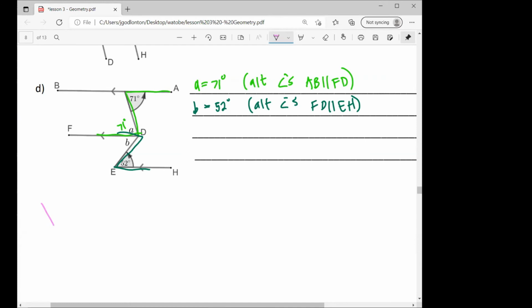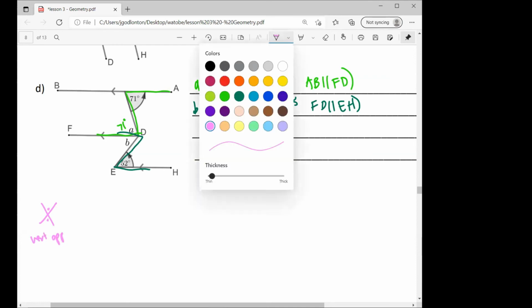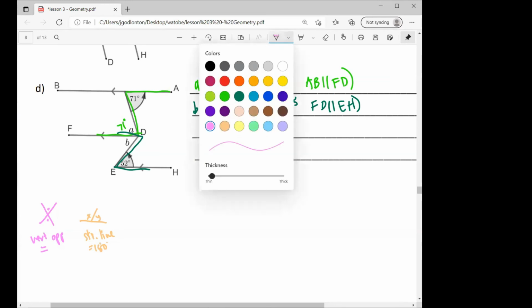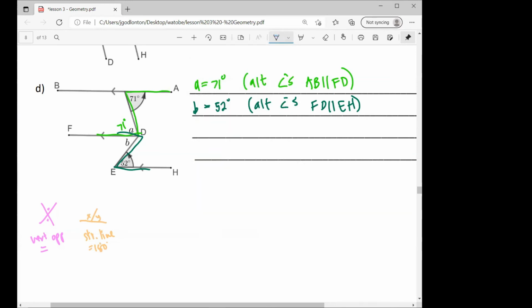Okay, so first one, we're going to draw a little X and two dots like that, and we're just going to say to ourselves, vert up. Then we're going to draw a line and say straight line. Let's say 180 here equals 180. And for vert up, let's say vert up angles are equal. Then we've also learned that angles around a point equal 360 degrees.